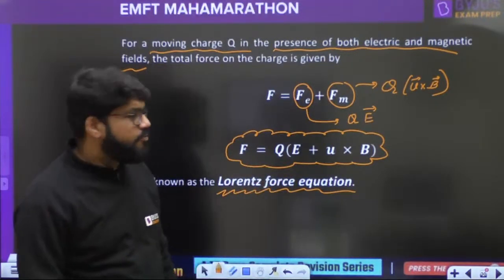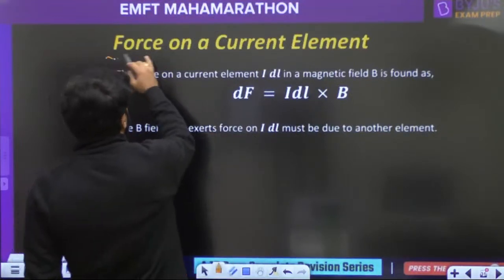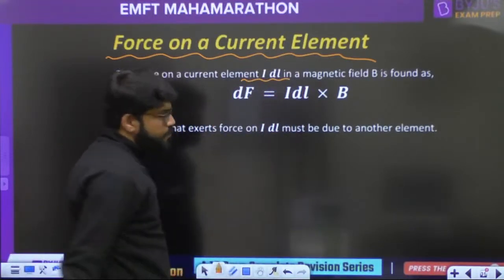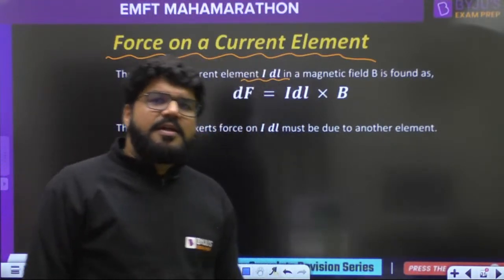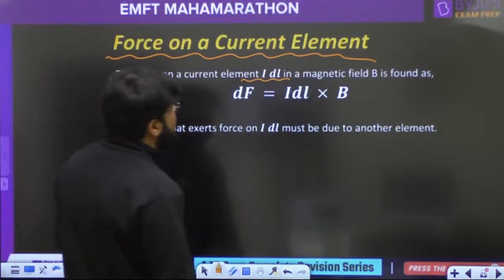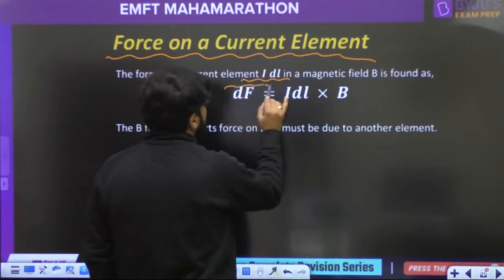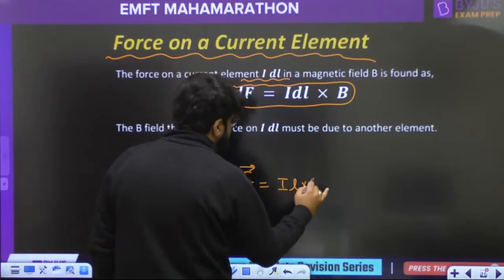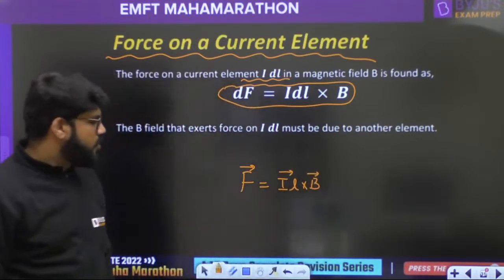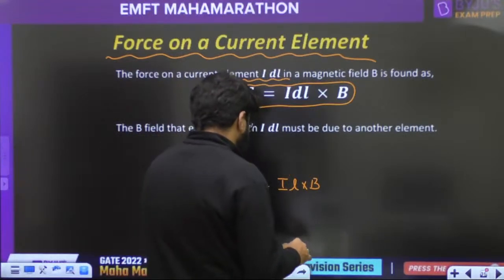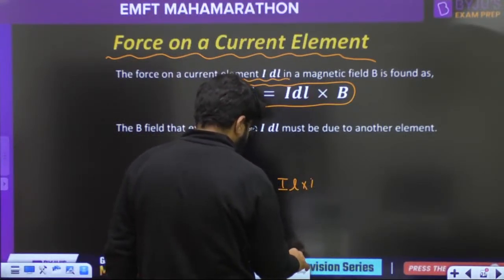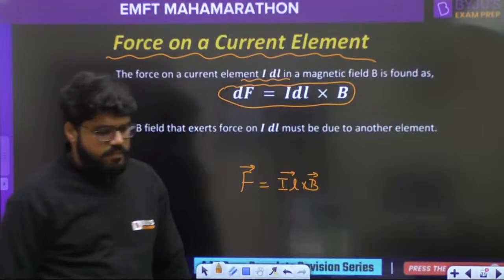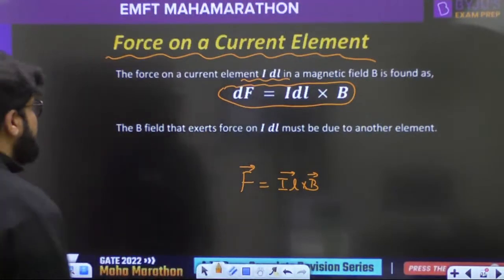I am just revising the formula for the force. What is the force that is experienced by a current element? Let's suppose there is a small ideal current element. The small force experienced by that small current element in the presence of a magnetic field is given by the formula I dL cross B. We can also say that the total force is I L cross B. So these are some of the formulas that you must know.